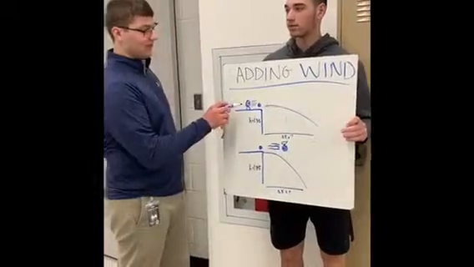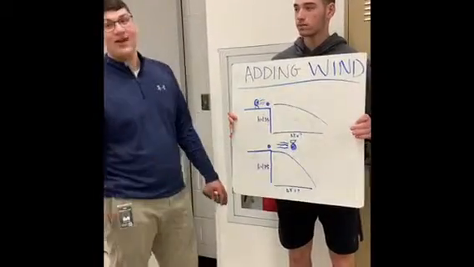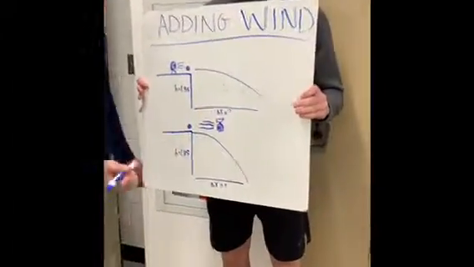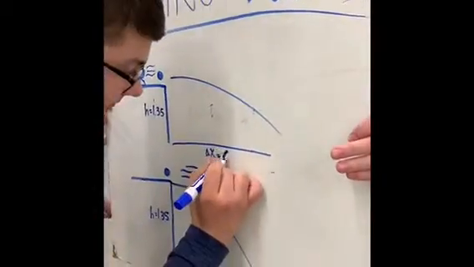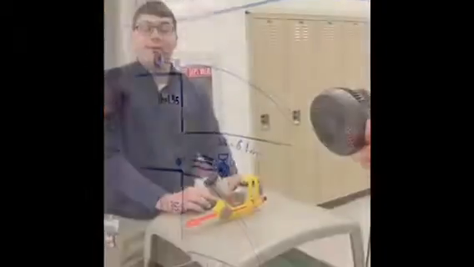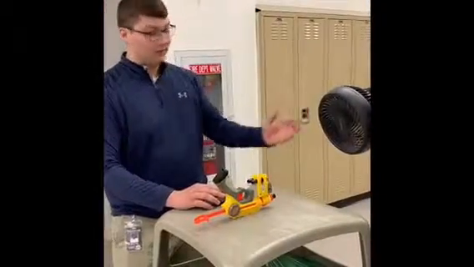During the demonstration with the fan blowing the bullet from behind, we found that the bullet traveled 6.1 meters during its flight path. Now we are going to shoot the dart with the wind blowing against it.